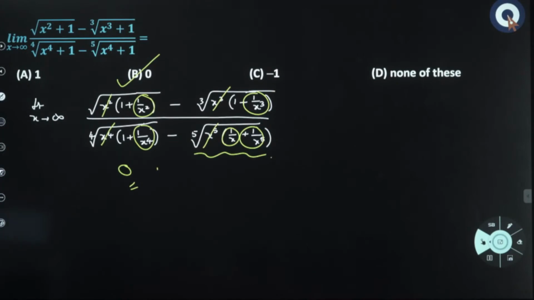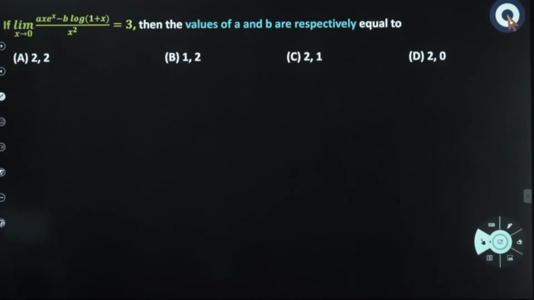Now let us see the next problem. Limit of a into x into e power x minus b log 1 plus x. When you see log, it is better to write ln, natural base, by x square is equal to 3, then the values of a and b are respectively equal to. This problem, instead of applying L'Hopital's rule, which you can also do, 2 times you have to do, it is convenient if you do it by Maclaurin series.